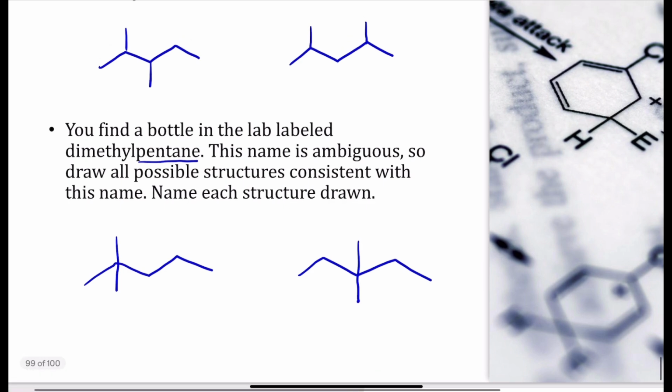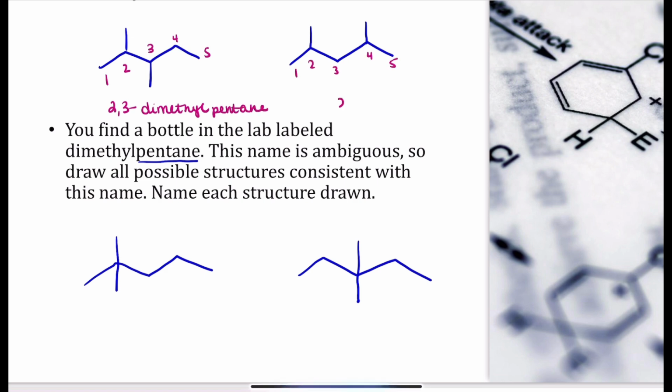Let's name all of these. 1, 2, 3, 4, 5. This has 2,3 dimethylpentane. 2, 3, 4, and 5. I have 2,4 dimethylpentane.